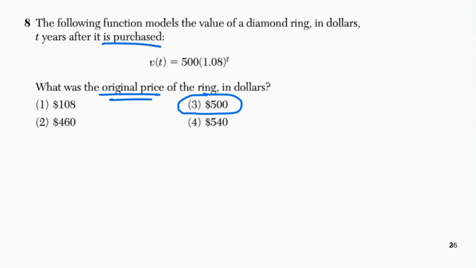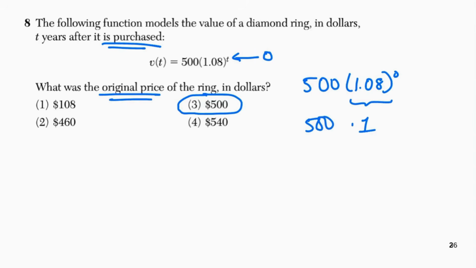So this is talking about before any time goes by after the purchase, right? Meaning that we would have to replace the t, the time, with 0. So if I replace t with 0, well then, let me rewrite this for you over here. Anything raised to the 0 power is just 1. So this becomes 1 times 500. And when I multiply those, I get 500. So it's telling me that when the time was 0, the value was 500. So the original price is 500.